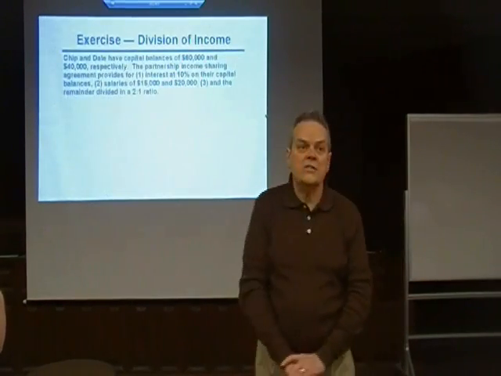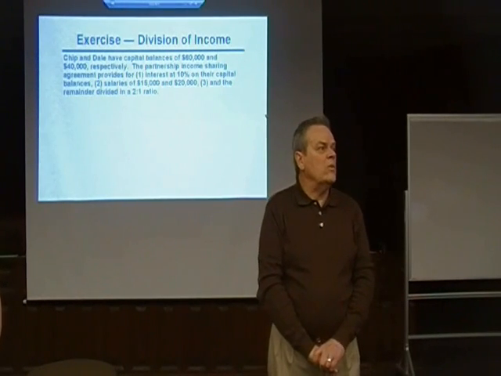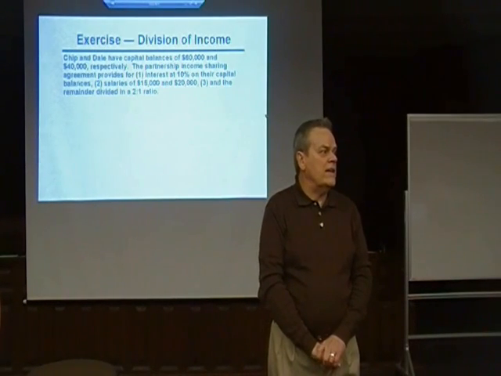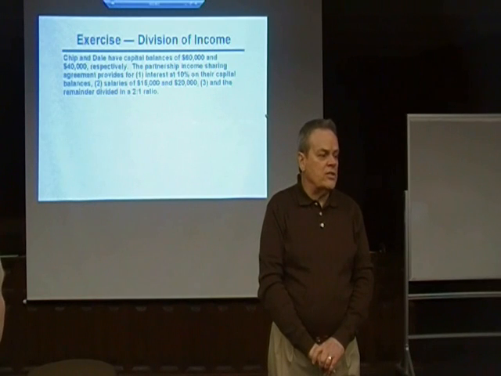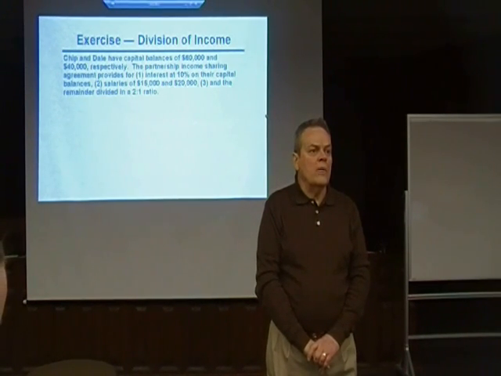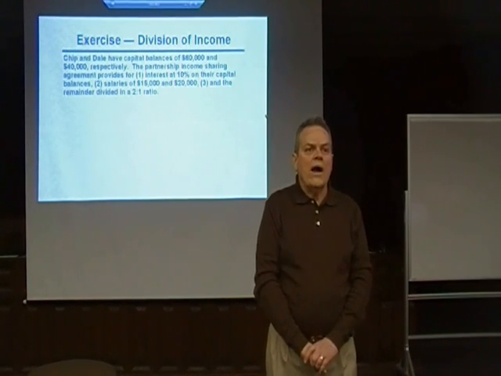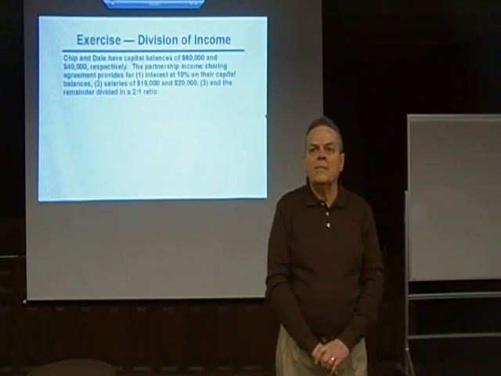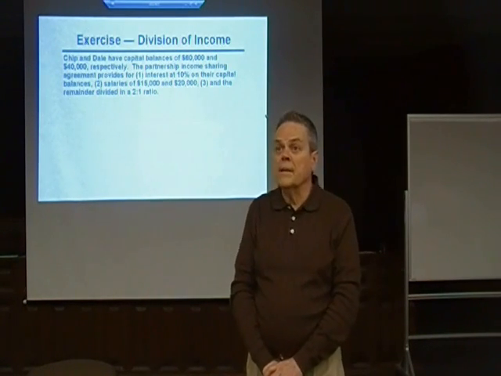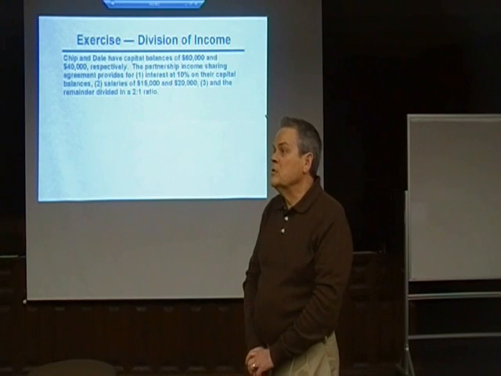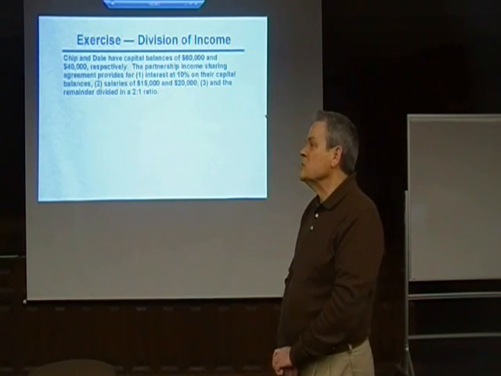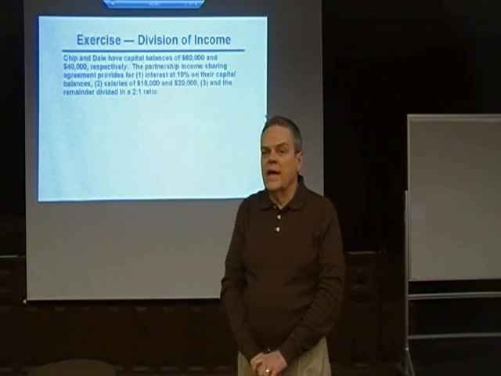So let's do an exercise about one of these things that we want you to know about the division of income. There's an illustration in your book, and there's a homework problem similar to this, where our task is to divide up the profit and the loss of the company. What happens if you're profitable? Who's going to get it? What happens when you're not? Who's going to get it?